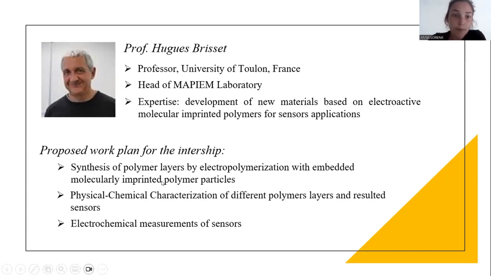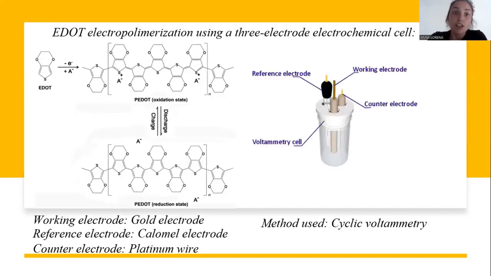So for this internship, the proposed work plan was the synthesis of polymer layers by electropolymerization with embedded molecular imprinted polymer particles, also physico-chemical characterization of different polymer layers and the resulting sensors, and the electrochemical measurements of the obtained sensors. So we thought to first try with ethylene dioxythiophene as the monomer for the electropolymerization.